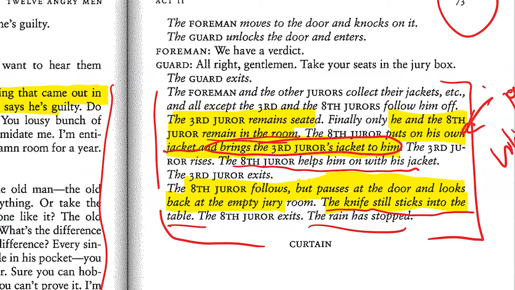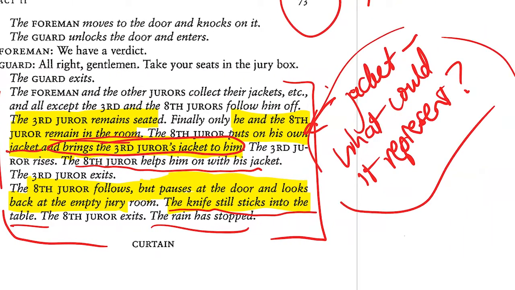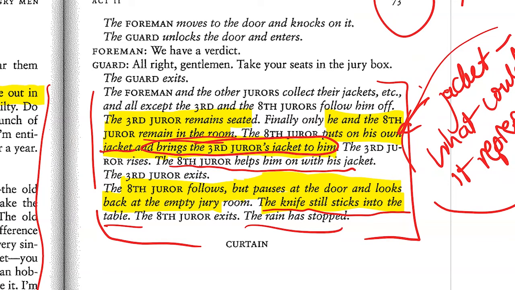And I feel like there's got to be symbolism here. What could it represent? That there is some sort of mutual respect and camaraderie, that finally they've done the right thing. A worthy adversary perhaps. But I feel like you could really do a lot of work. Perhaps pop into Google, what does this final jacket represent, and see what you find. But I definitely think that there is something that you could analyze there. And then the knife still sticks into the table, but the rain has stopped. And the curtain falls. And so that is the end of Reginald Rose's 12 Angry Men.